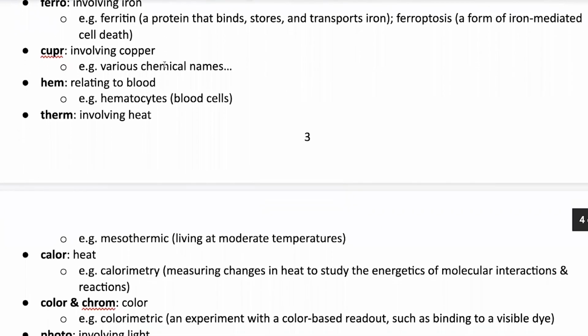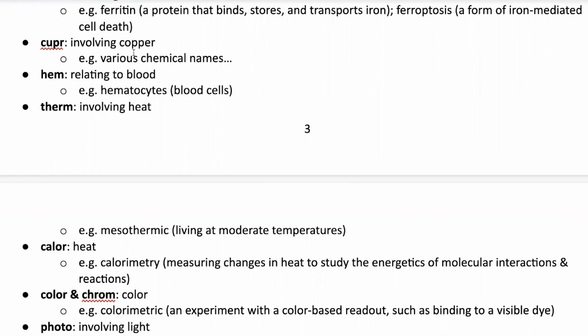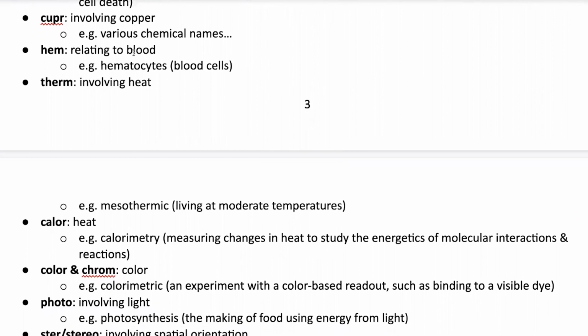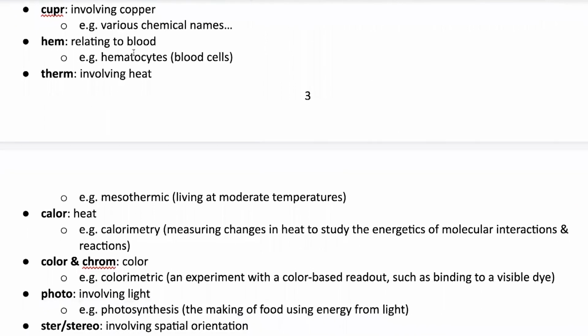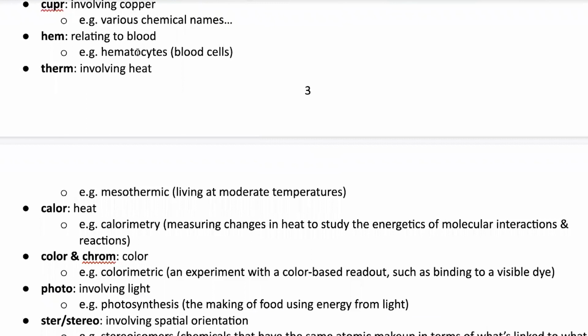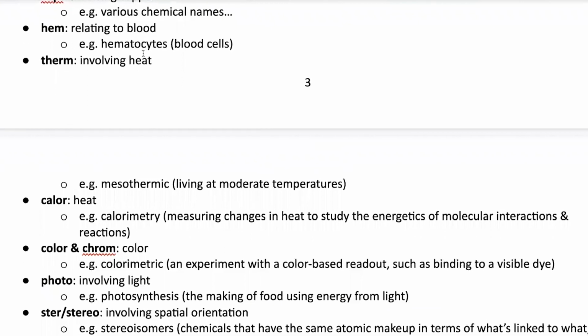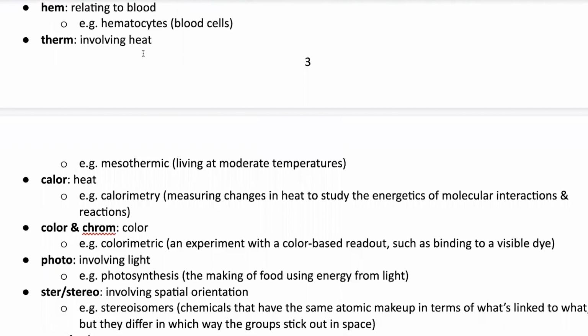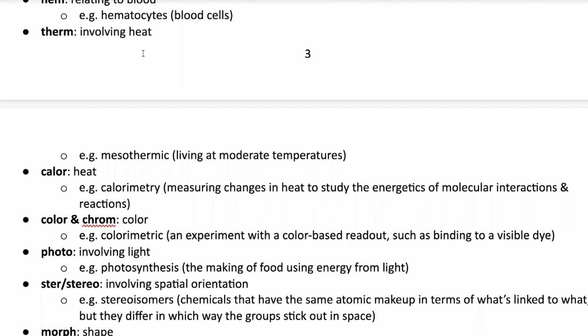You also see some terms with cupra or cuprо. I don't know, it's hard to say these things, but you can see it. This is basically telling you it involves copper, and so you'll see this in various chemical names. You might also see heme or hem. This is relating to blood, so hematocytes are going to be blood cells, and we'll see later that cyte is just referring to cells.